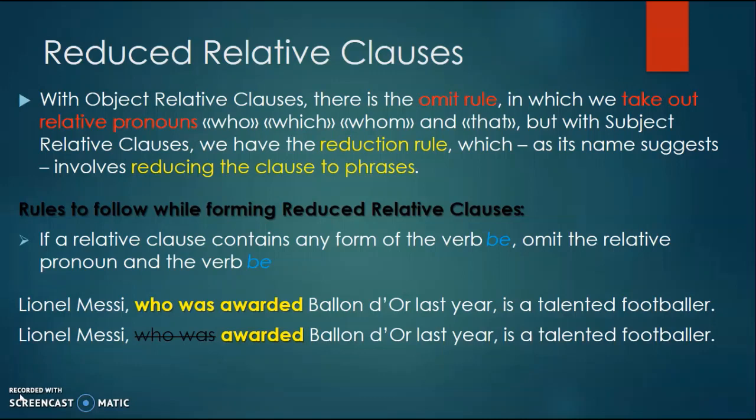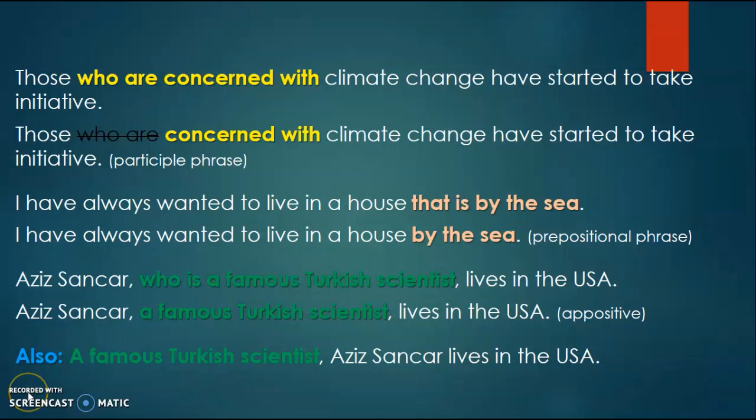Let's see the example. Lionel Messi, who was awarded Ballon d'Or last year, is a talented footballer. Lionel Messi, awarded Ballon d'Or last year, is a talented footballer. Okay, there are three main different outputs with a reduced relative clause. Let's see them. Those who are concerned with climate change have started to take initiative. Those concerned with climate change have started to take initiative. This is a participle phrase, as it includes a verb form.